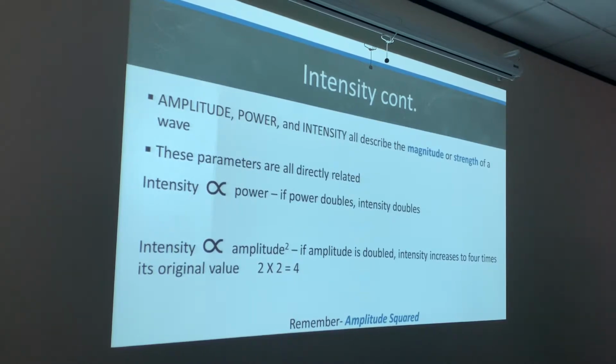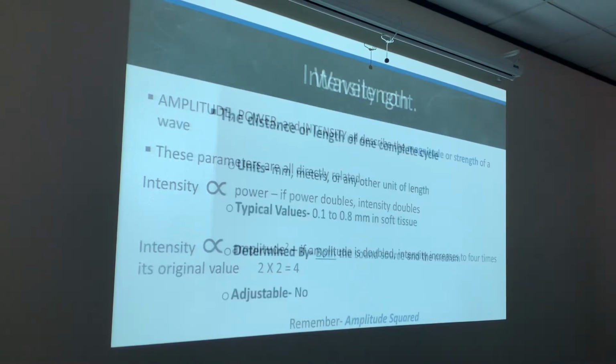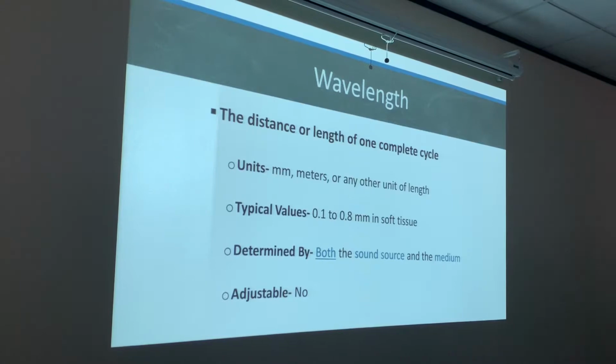We're good here, guys? We're good on our biggest parameters? Yes? Yes. Sweet. So, let's talk about wavelength. Wavelength simply is the length or distance of one complete cycle. Okay? What other parameter describes one complete cycle? Period also describes one complete cycle.